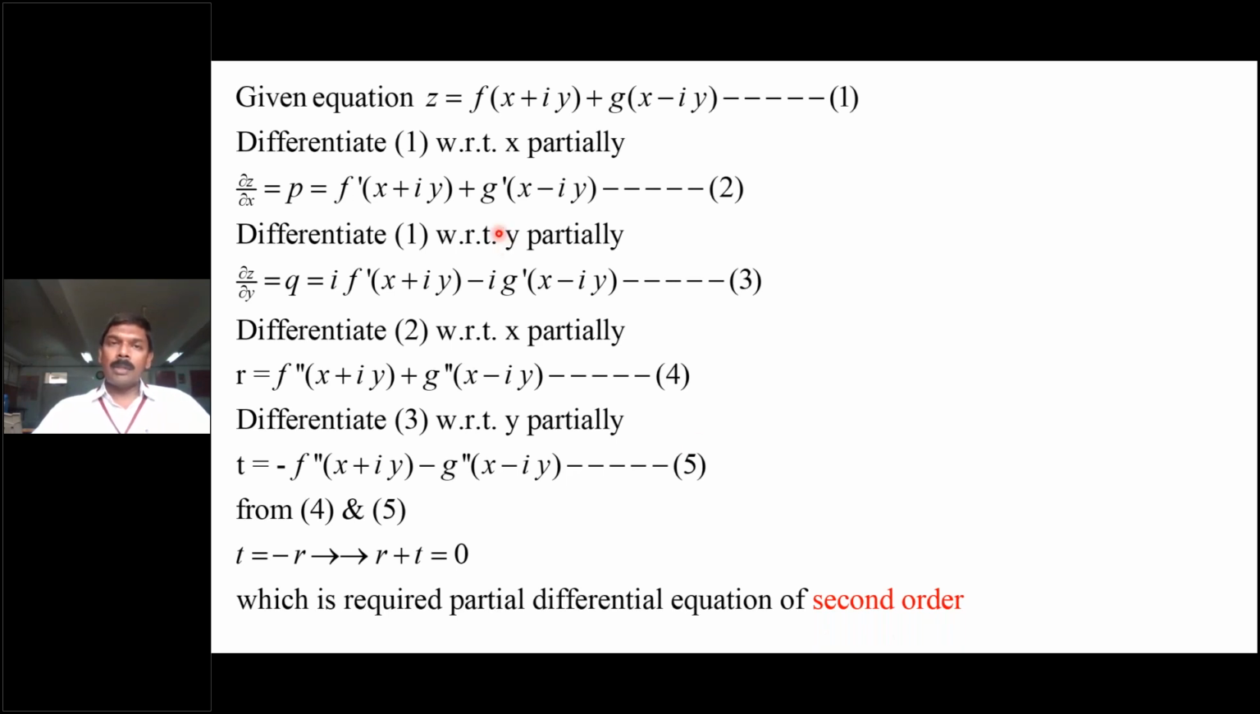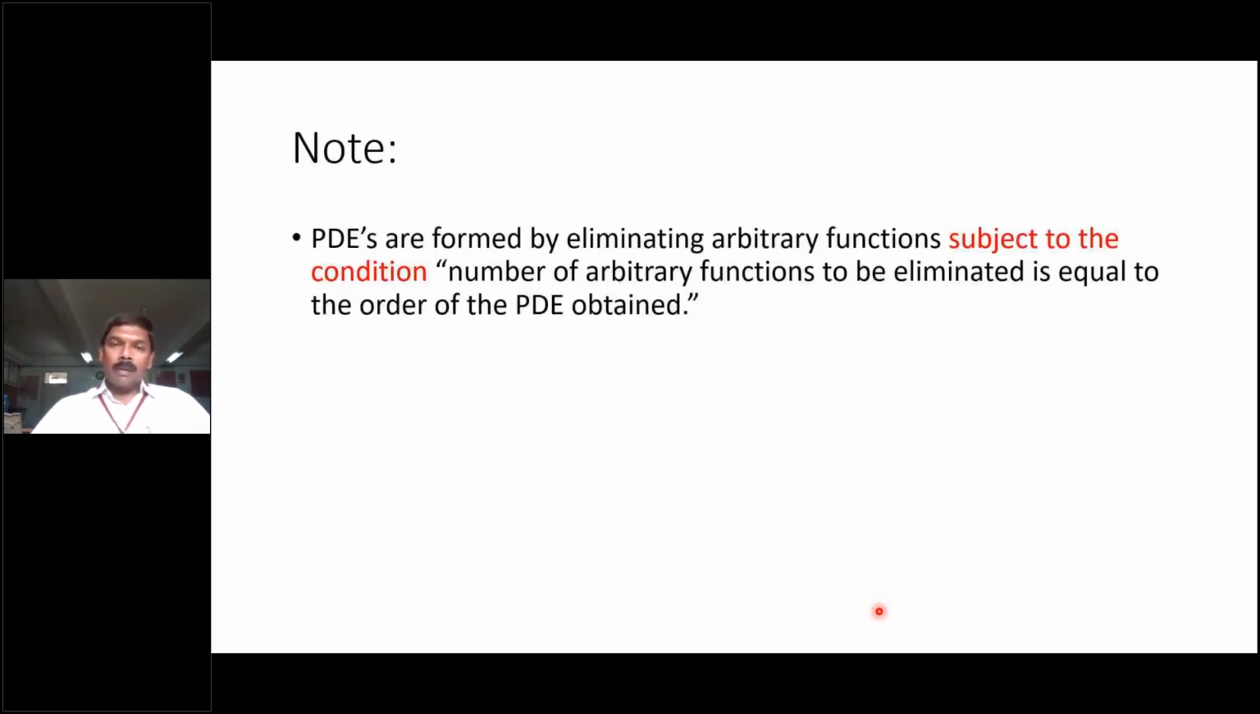So what you should understand from this problem is that by eliminating two functions, we get a second order partial differential equation. Now this is the point you should remember while doing elimination of functions. That point is, the number of arbitrary functions to be eliminated is equal to the order of the partial differential equation obtained. So what we have studied in this video is the formation of partial differential equations, and we can do formation in two ways. One, by eliminating arbitrary constants, and second, by eliminating arbitrary functions.